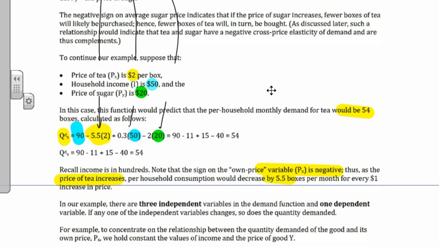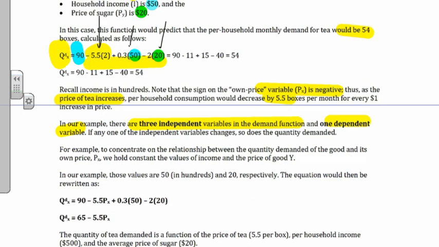Okay, in our example that we've given you here, and guys, remember this is a specific example to the specific case. There are 3 independent variables in our demand function and 1 dependent variable. If any of the independent variables change, we can see if we can change anything of our 3 over here. What's going to happen? The quantity demanded, QD, is going to change as well.